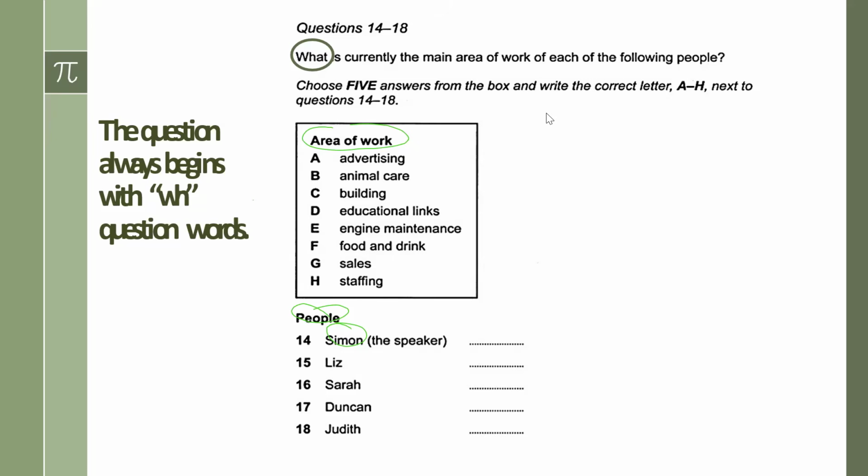Okay, he said that I'm looking, clear. He has concerned himself with looking after mechanical type of things. So what do you think? Mechanical type of things, is he related to the field of advertising, animal care, building? What can be the right answer for that? Mechanical type of thing is related to what? Engine maintenance. Excellent. Engine maintenance. So what can we write here? We can write in front of it E.